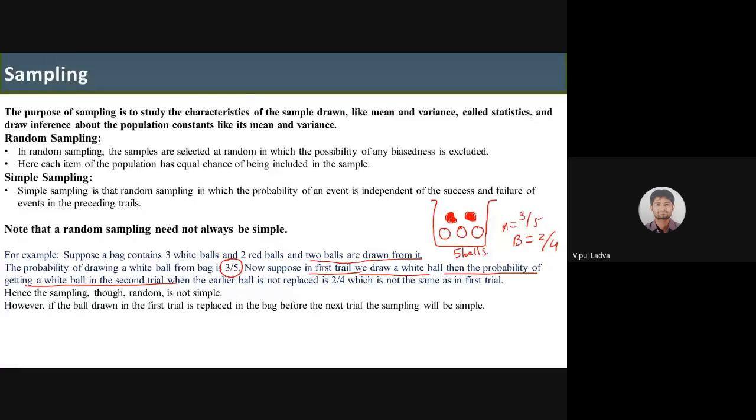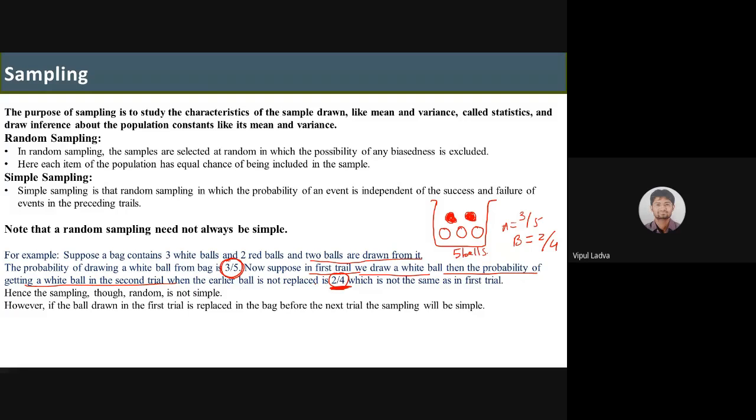Observe this particular line. Now suppose in the first trial we drew a white ball, then the probability of getting a white ball in the second trial when the earlier ball is not replaced, meaning I am not putting the first ball back in the bag, will be 2/4, which is different from the first one. Observe here, 3/5, 2/4. Why?